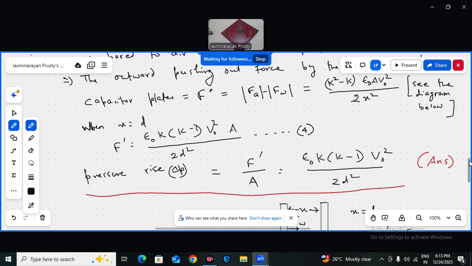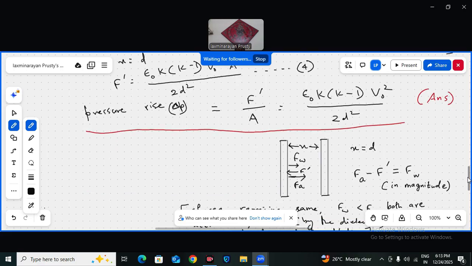By how much does the pressure increase? If I don't have any charge, it will have normal pressure PA. But after charging, the extra force F dash is coming onto this. So that F dash will create a pressure rise delta P. So delta P will be F dash by A, plate area, which is epsilon naught K minus 1, V naught square by 2D square. This is the answer. Very simple question.